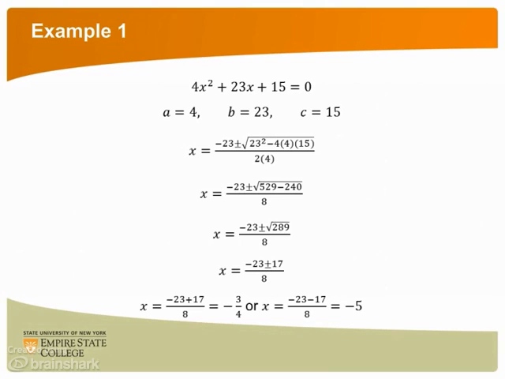Split the plus and minus possibilities. Negative 23 plus 17 equals negative 6. Divided by 8 simplifies to negative 3/4. Negative 23 minus 17 is negative 40. Divided by 8 is negative 5. Let's look at another example to ensure we know how to use the formula.